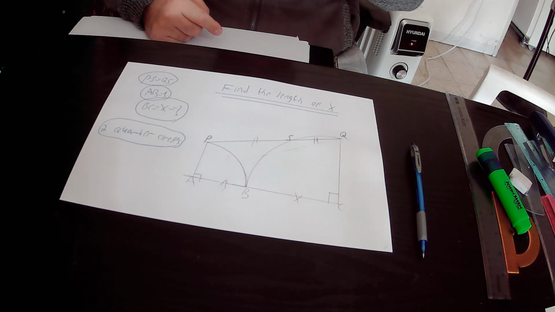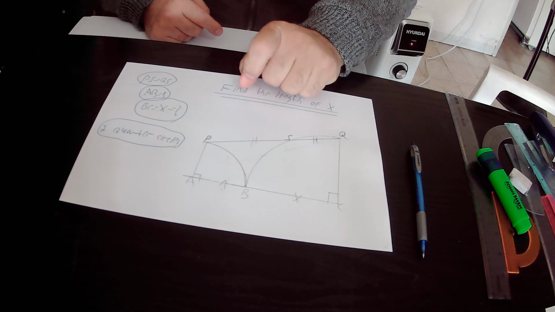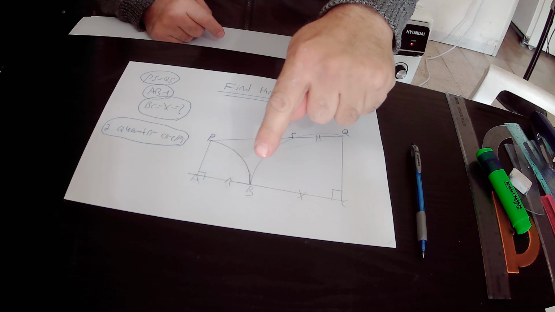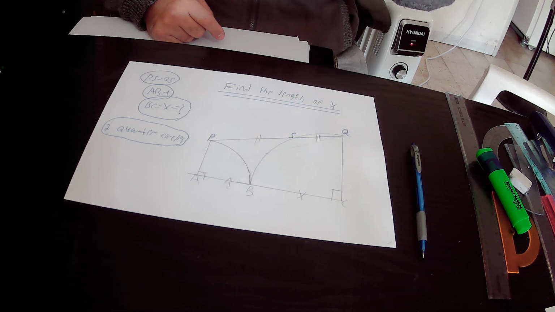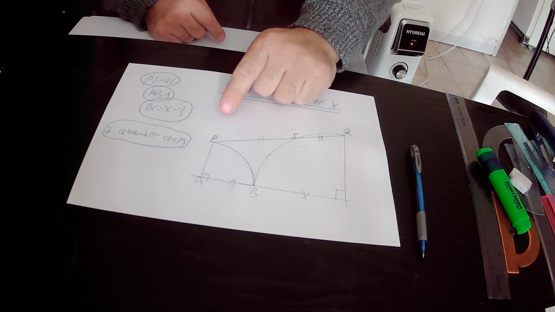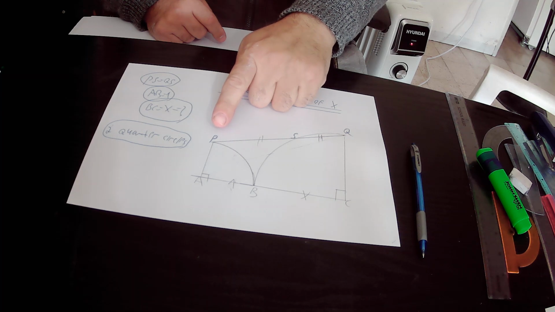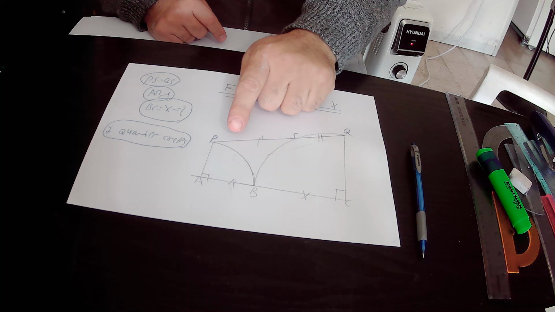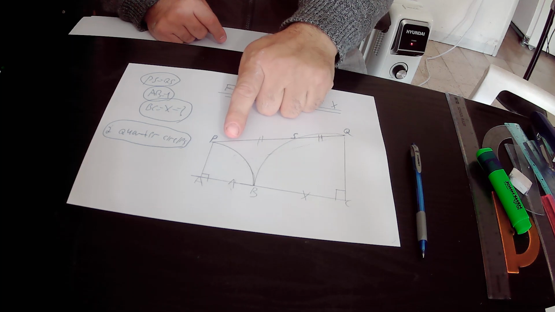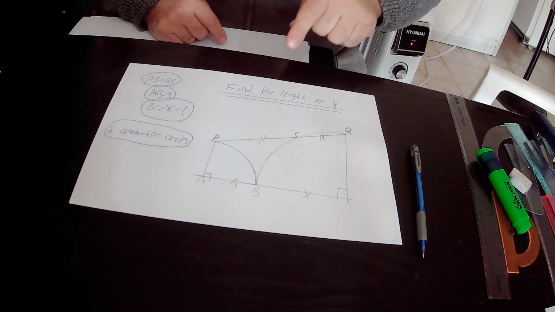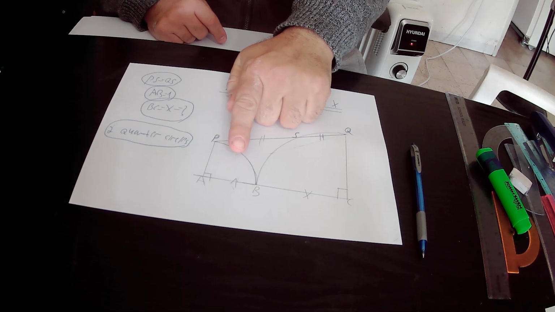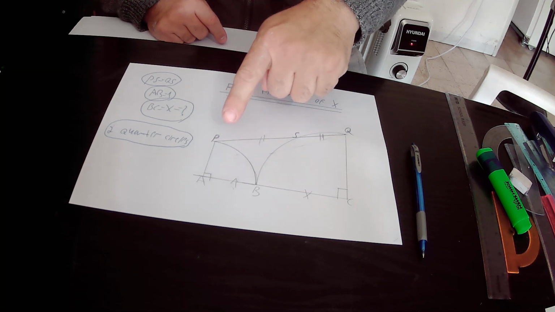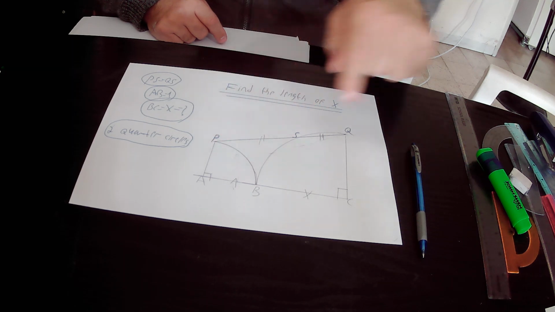Okay. So first of all, PAB is a quarter circle. Therefore, PA and AB are both the radii of this quarter circle. We know that the radius AB equals 1, therefore AP, this is also a radius, must also be equal to 1.